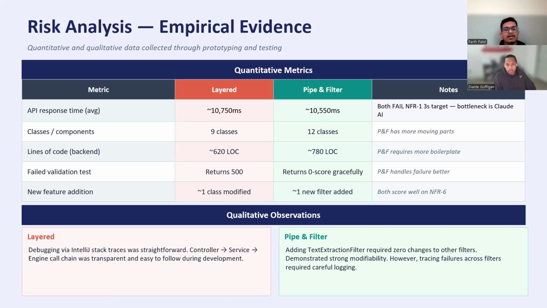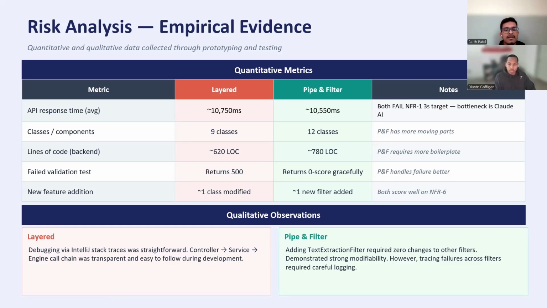The bottleneck is the Claude AI call, not the architecture. So our per filter breakdown confirms this, that a much greater amount of time is being taken by the AI to evaluate the resume, not any other features. And for code metrics, layer has 9 classes and around 620 lines of code, while pipe and filter has 12 classes and 780 lines of code.